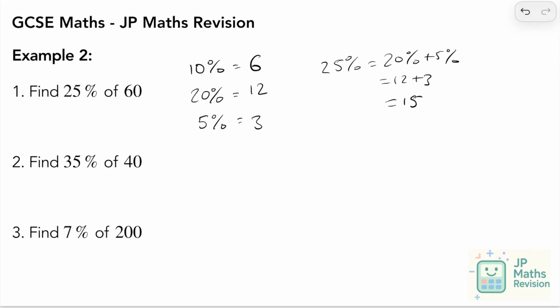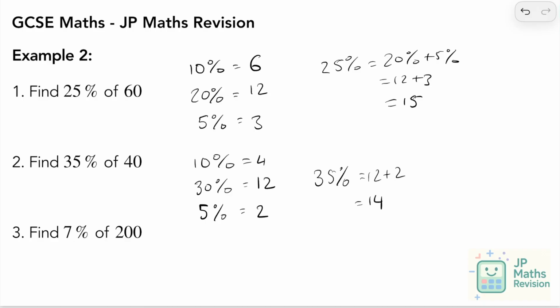This one I'm finding 35% of 40. So if I start off by working out 10%, 10% is going to be 4 because 40 divided by 10 is 4. So then I can work out 30% by timesing 10% by 3. So 4 times 3, that's going to be 12. And then I could work out 5% by halving 10%. So half of 4 is 2, so 5% is 2. So now I can work out 35% by doing 12 plus 2, which is going to be 14.